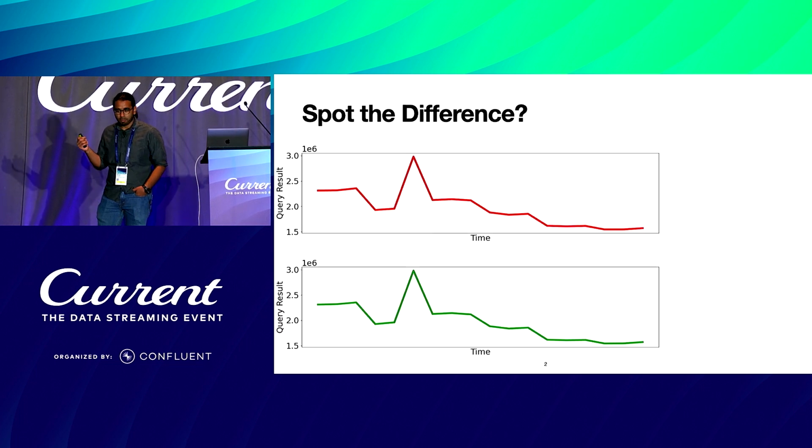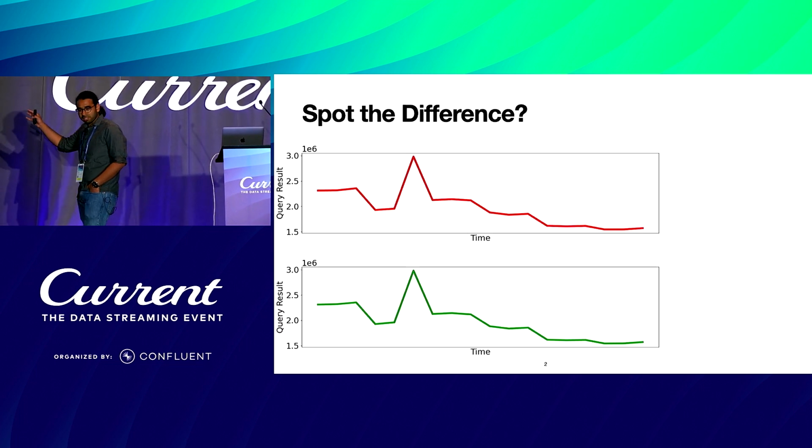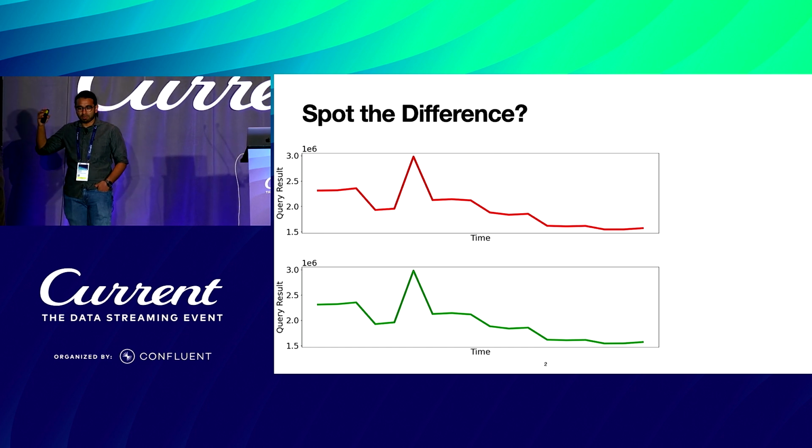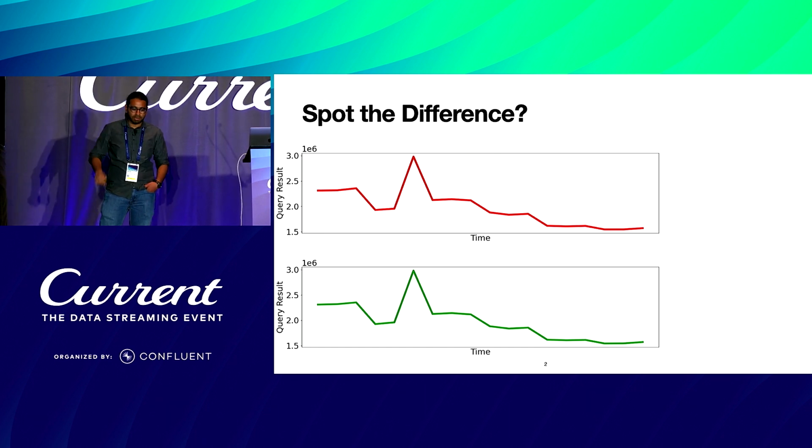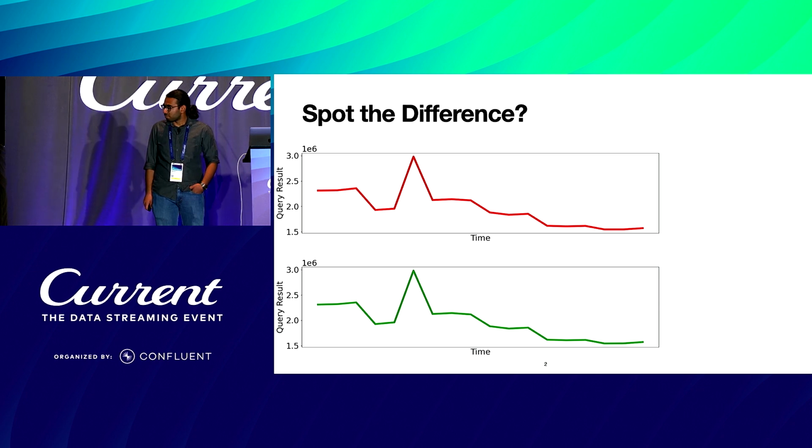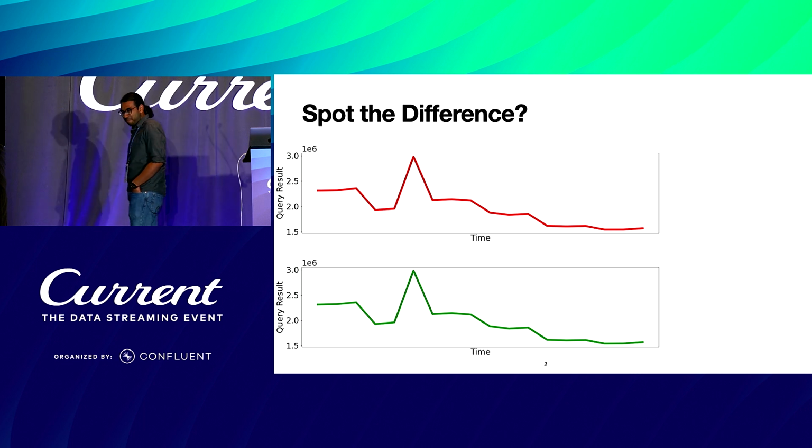All right, pop quiz for you. There are two graphs here showing the result of a SQL query that's run over time over different data sets. Raise your hand if you can spot a difference between them. Oh, okay. Nice one. Okay, apart from red and green.